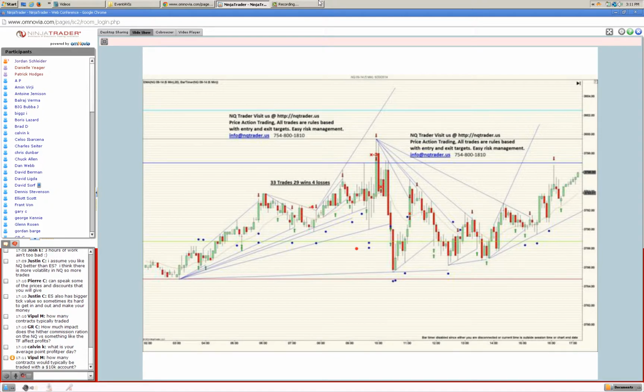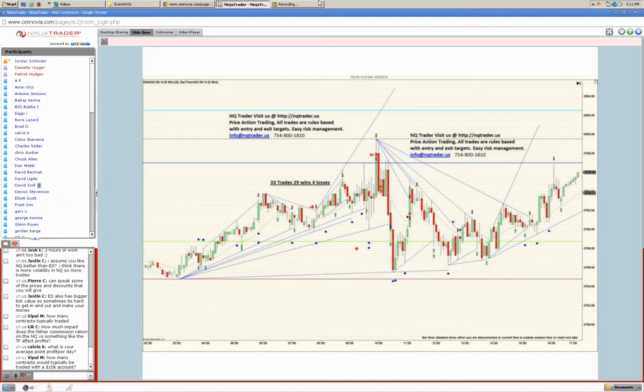Average points, you know, it varies per day. I'm looking for 10 profitable trades. I set goals. Everything's about goals, everything's about 10 trades, everything's about time frames. There's rules for everything.